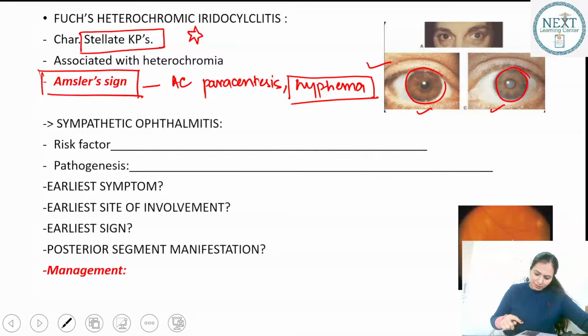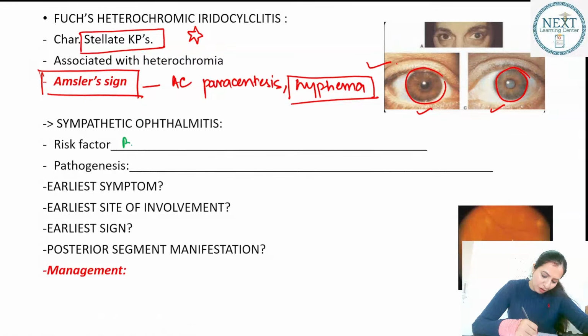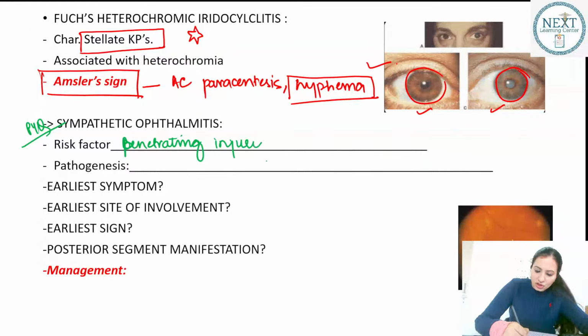Now moving on to sympathetic ophthalmitis, a very important topic. Risk factor is history of any penetrating injury. This is a previous year question, repeated. History of any penetrating injury or history of intraocular surgery.